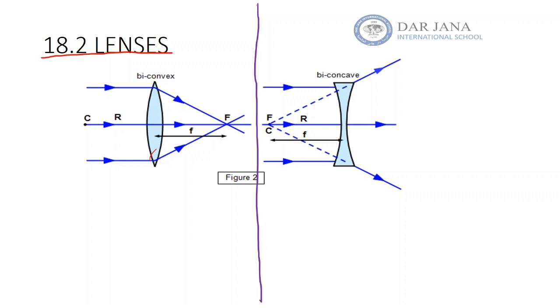Today we will start a new lesson about lenses. It's lesson 18.2. The lesson is similar to the mirrors in lesson 17.2, the curved mirror, but there is a main difference here.